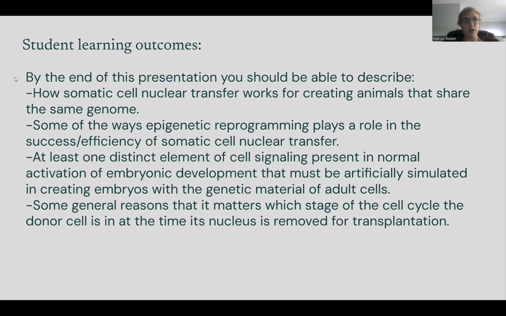My student learning outcomes for you are: by the end of this presentation, you should be able to describe how somatic cell nuclear transfer works for creating animals that share the same genome, some of the ways epigenetic reprogramming plays a role in the success efficiency of somatic cell nuclear transfer, at least one distinct element of cell signaling present in normal activation of embryonic development that must be artificially simulated in creating embryos with the genetic material of adult cells, and some general reasons that it matters which stage of the cell cycle the donor cell is in at the time its nucleus is removed for transplantation into the egg cell.